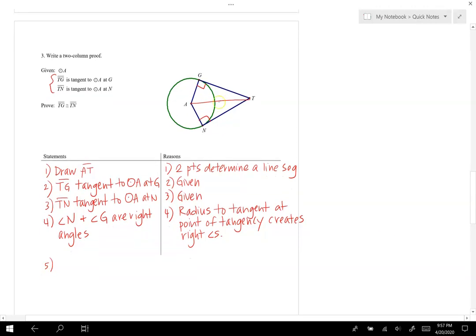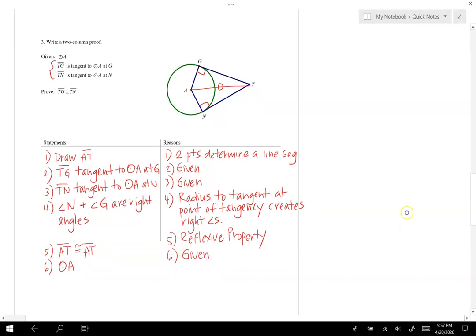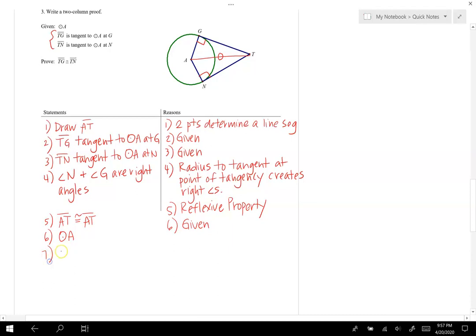So what else do we have? We have segment AT is congruent to itself. Reflexive property. And then we have the circle, right? Circle A. And what was good about having that circle there is that you can say the radii are congruent.